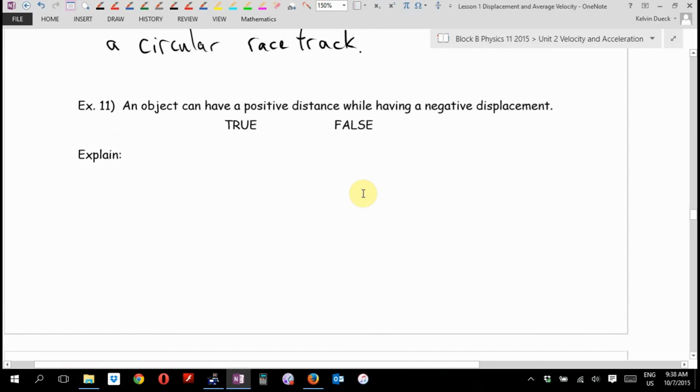Example 11. An object can have a positive distance while having a negative displacement. True or false?